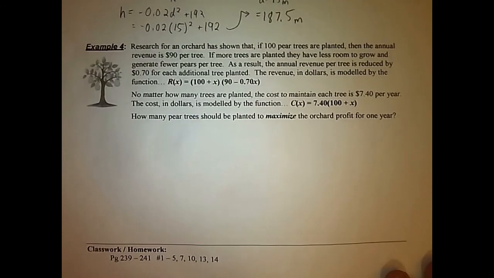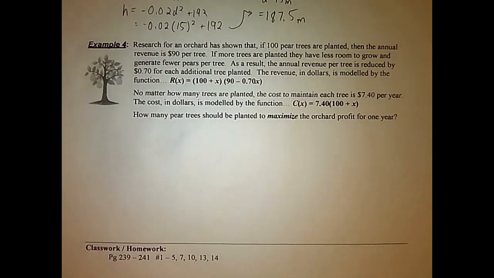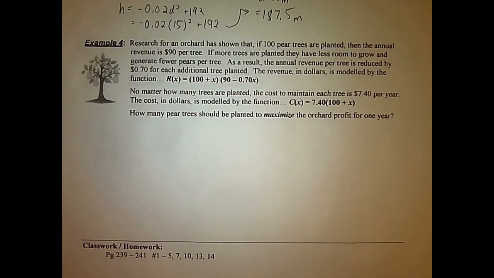Our last example is a little bit tougher, but we just have to do some extra work for it. Research for an orchard has shown that if 100 pear trees are planted, then the annual revenue is $90 per tree. If more trees are planted, they have less room to grow and generate fewer pears per tree. As a result, the annual revenue per tree is reduced by 70 cents for each additional tree planted. The revenue, in dollars, is modeled by the function this. No matter how many trees are planted, the cost to maintain each tree is $7.40 per year. The cost in dollars is modeled by the function this. How many pear trees should be planted to maximize the orchard profit for 1 year?